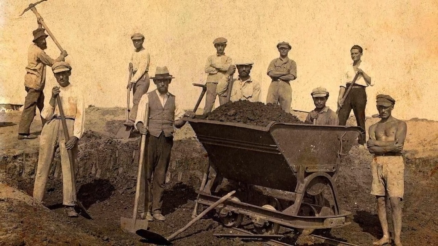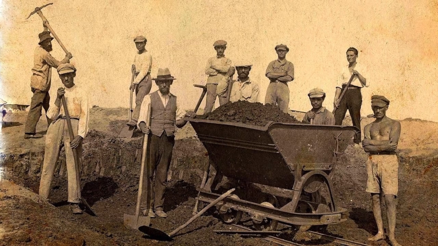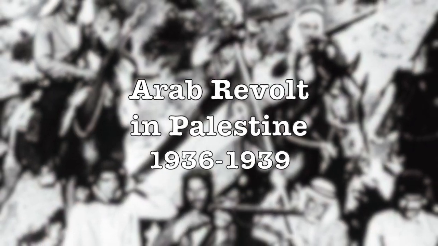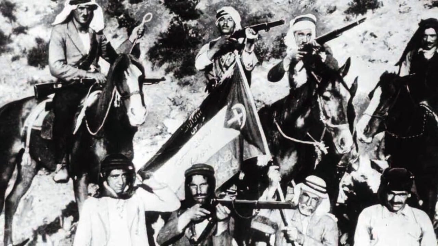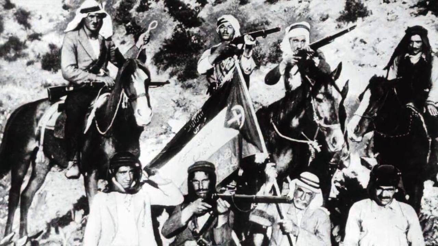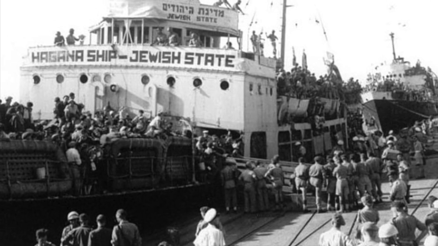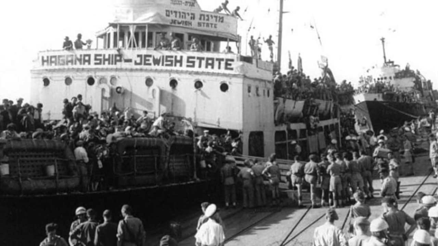Beginning in 1936, continuing through 1939, the Arabs of Palestine would wage a popular uprising against the British administration of Mandatory Palestine, calling for Arab independence and an end to the policy of unrestricted Jewish migration and land purchases aimed at establishing a Jewish national home in Palestine.